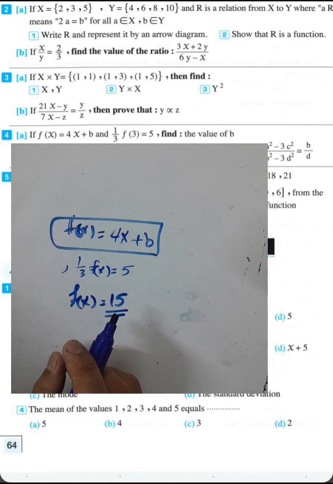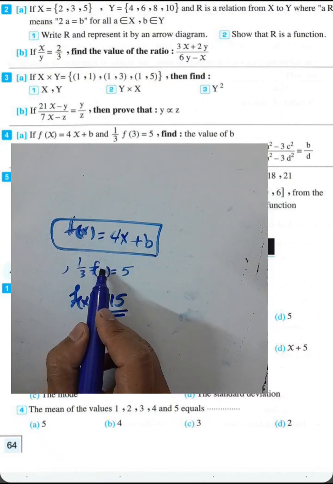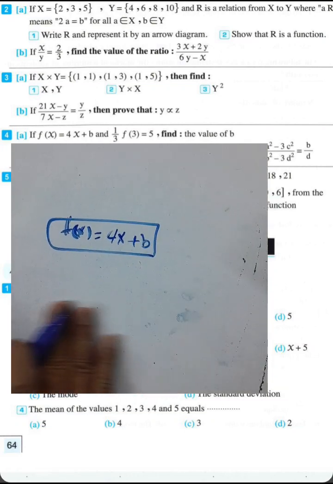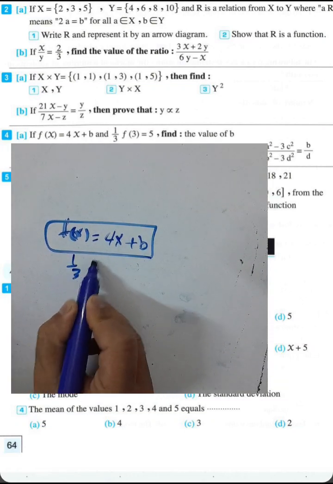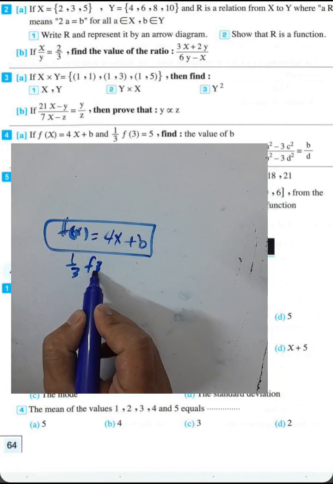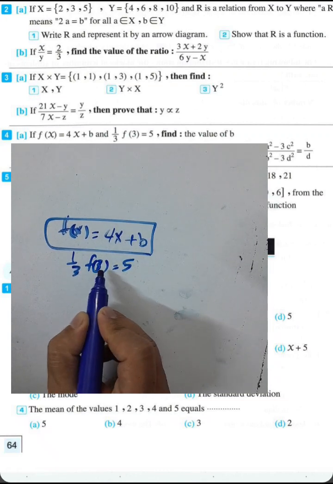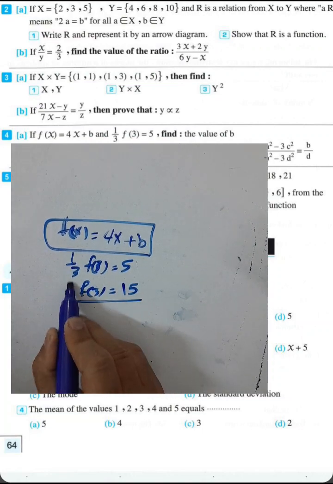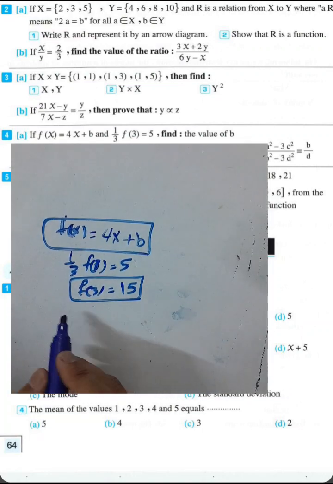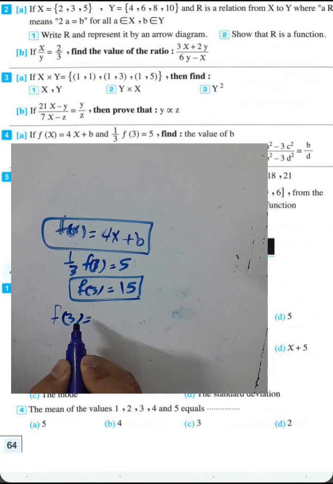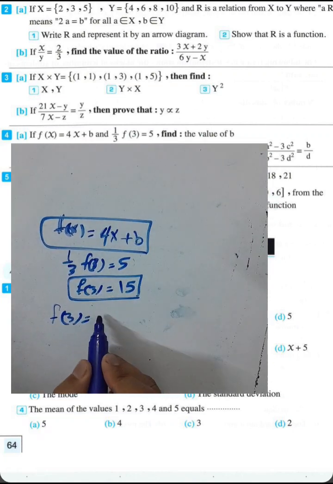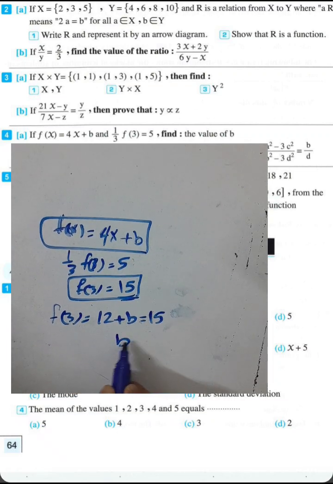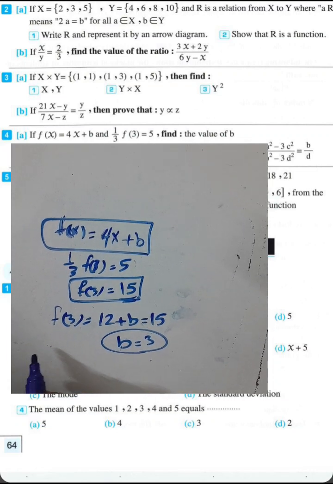He gives us in this example that third of f of 3 equals 5. It means what? f of 3 will be 3 times 5, 15. In this function, put x equals 3, then f of 3 equals 4 times 3, which is 12, plus b. The result will be equal to 15. Then b will be 3. The value of b equals 3.